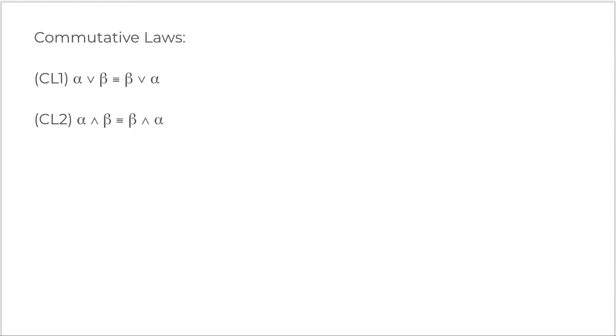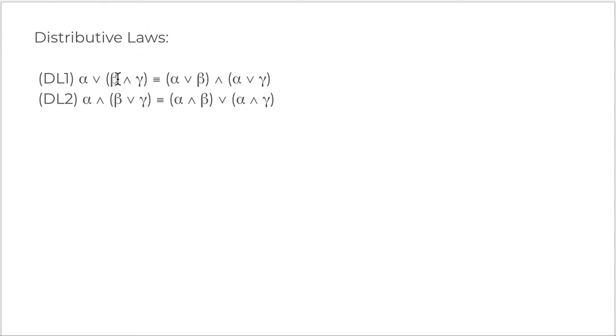So commutative laws are again like if you change the order of the operator usage, that is, alpha and or alpha or beta or alpha and beta would be equivalent to beta or gamma, beta and gamma, right? So here you see CL1 and CL2.